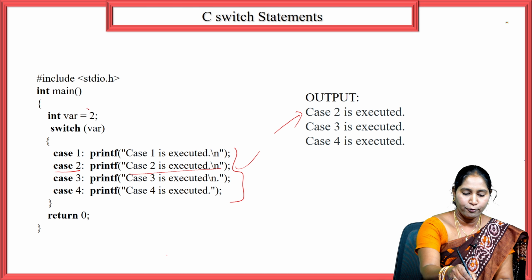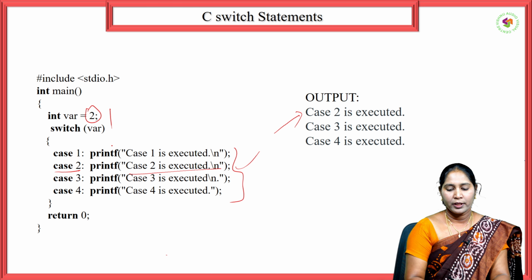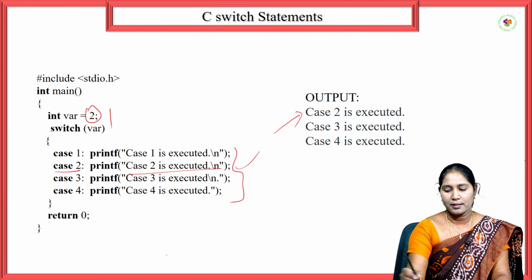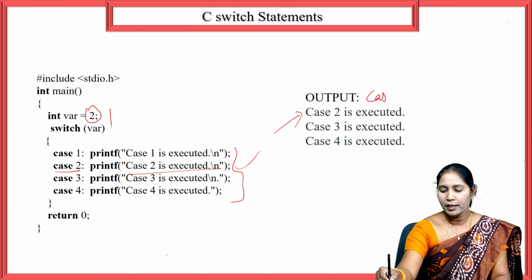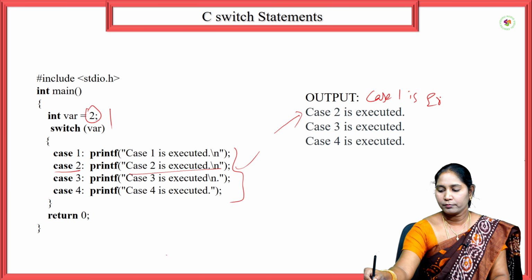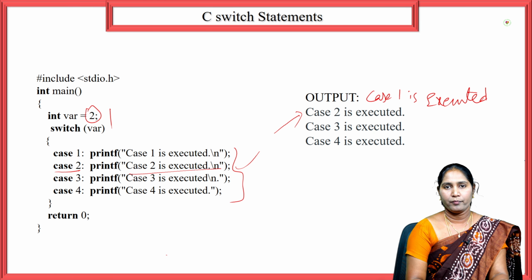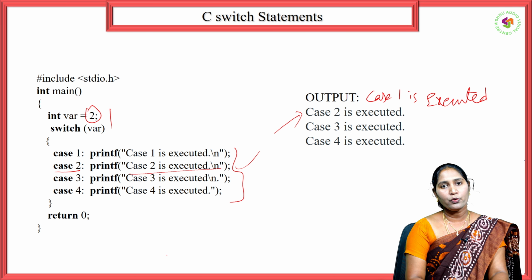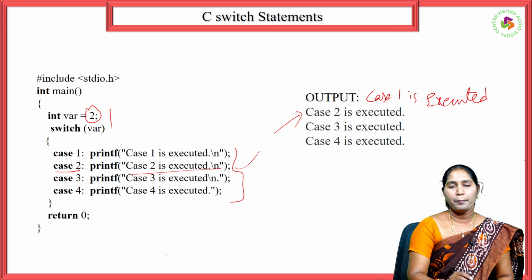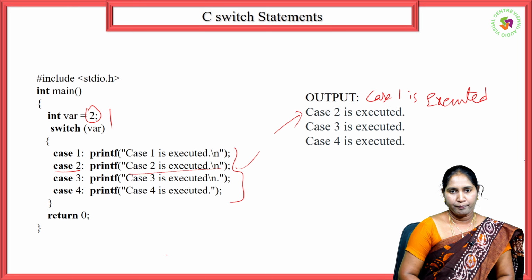Instead of 2, if I use 1 here, then what happens? All 4 cases will be executed, and I'll get my output like this. So this is one of the basic example programs where I am not using any break statement in my switch program.